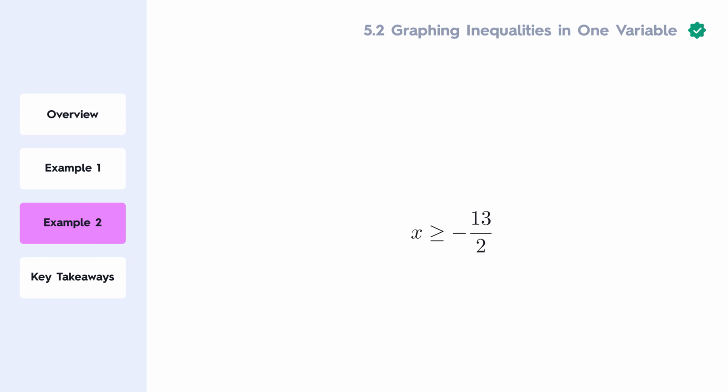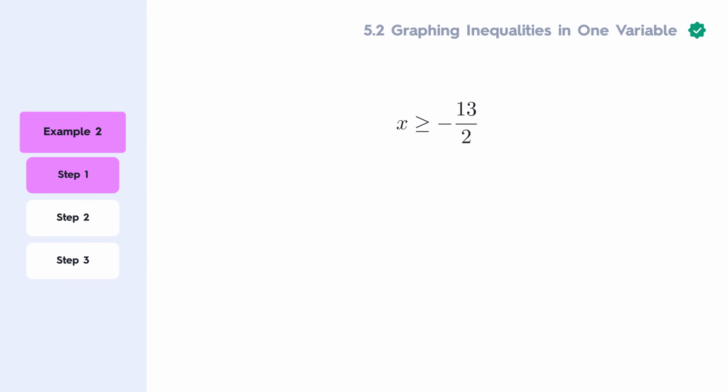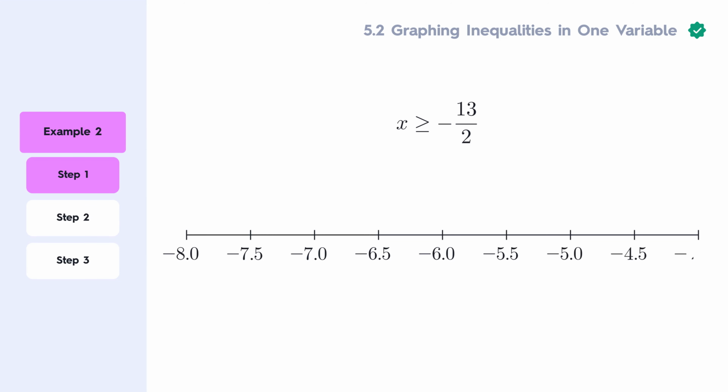Now we need to graph this inequality on a number line. First, let's determine which direction to shade the number line. Since we have a greater than or equal to symbol, we'll shade to the right. Next, we'll mark the point x equals -13/2 with a circle. Because we have a greater than or equal to symbol, we know that -13/2 itself is part of the solution. So, we'll use a closed circle. Now that we have our circle, we'll shade all values to the right of -13/2 to represent the range of possible solutions.